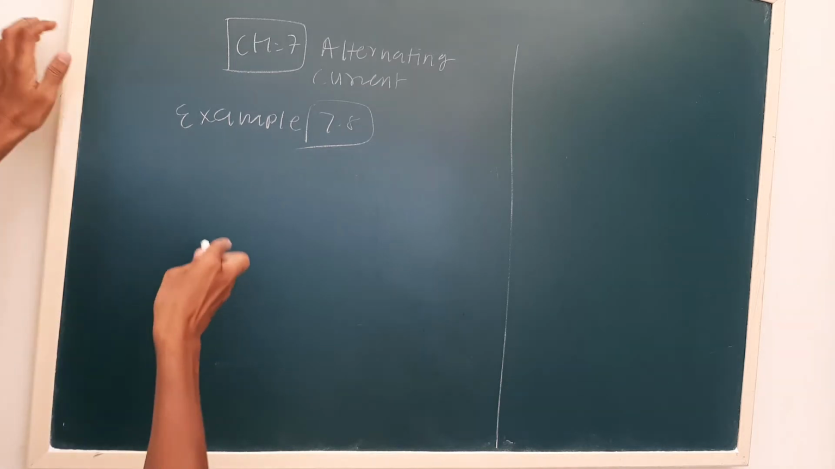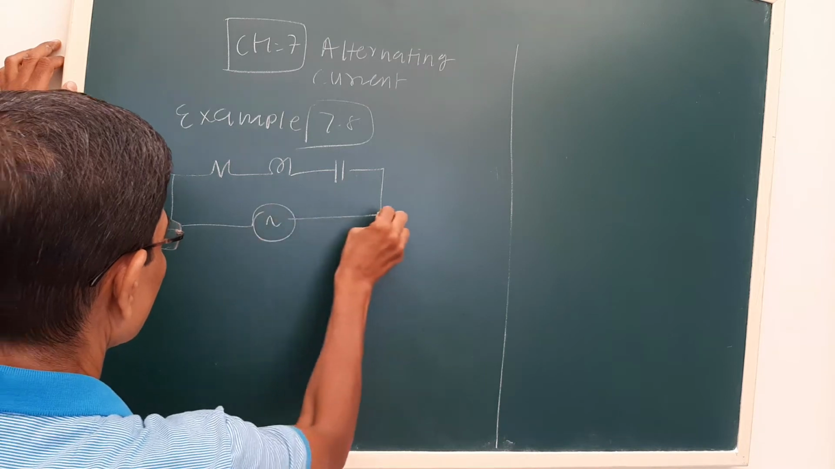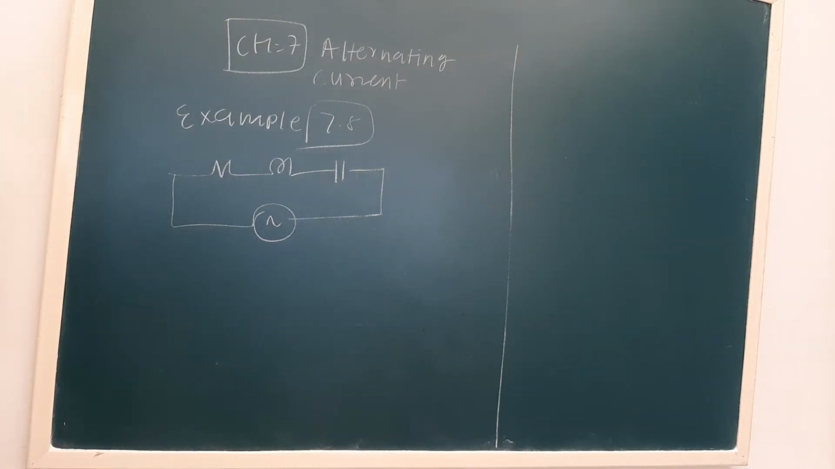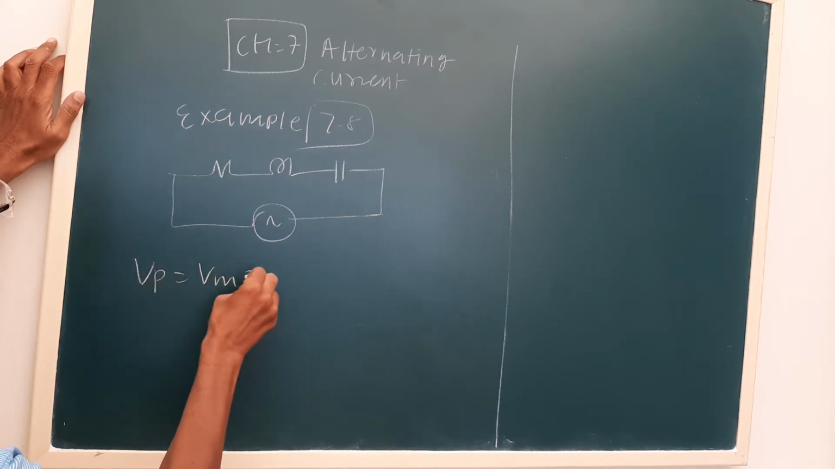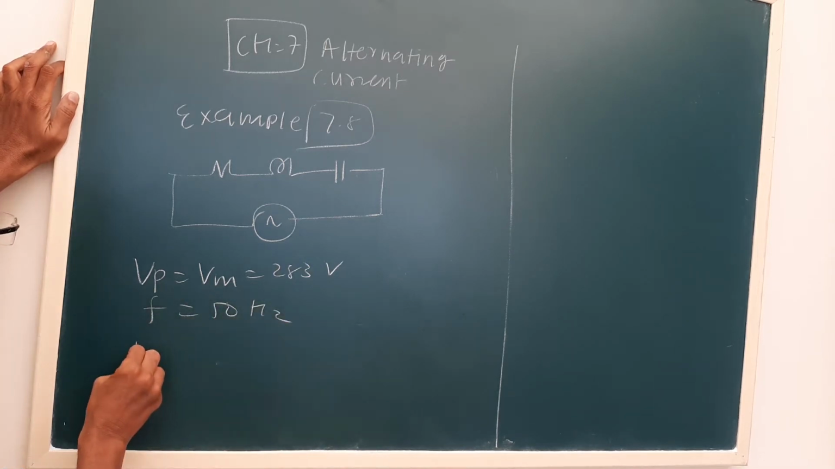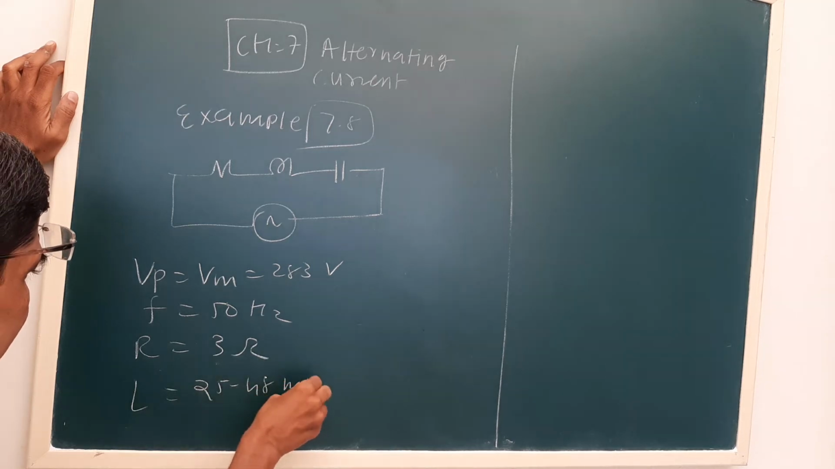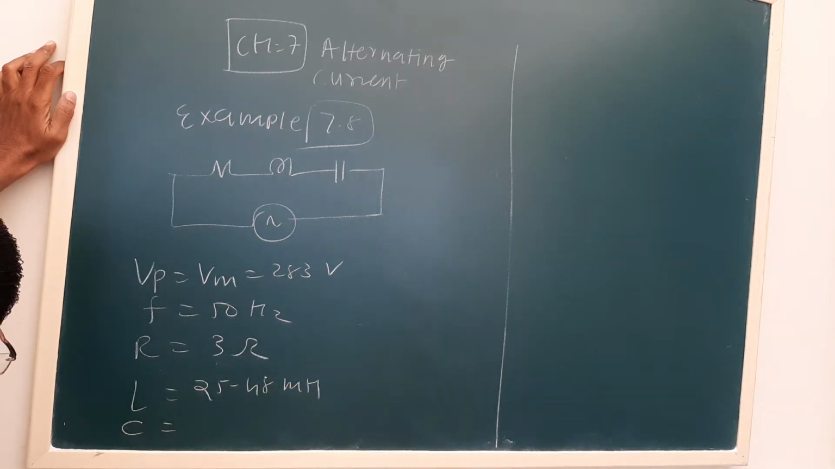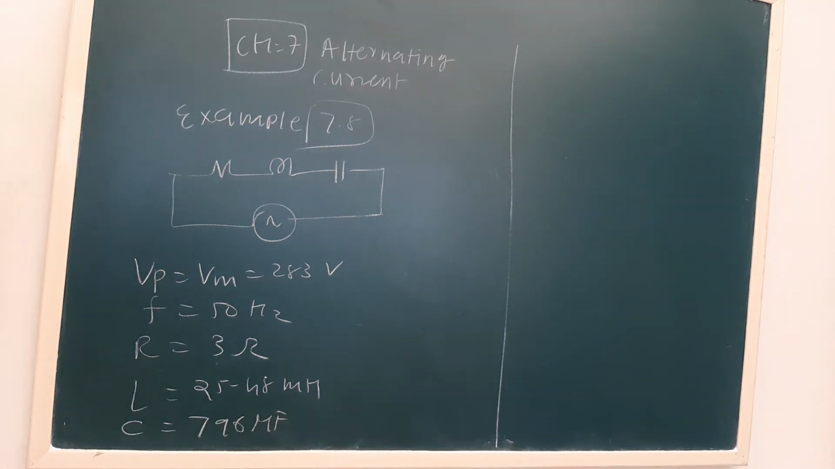Okay, now it consists of RLC in series. Now see here, the peak voltage or maximum voltage is 283 volts. See the frequency is 50 Hertz. R is given as 3 ohm, L is 25.48 millihenry, and capacitor is 796 microfarad. Now we know this is an LCR series circuit.